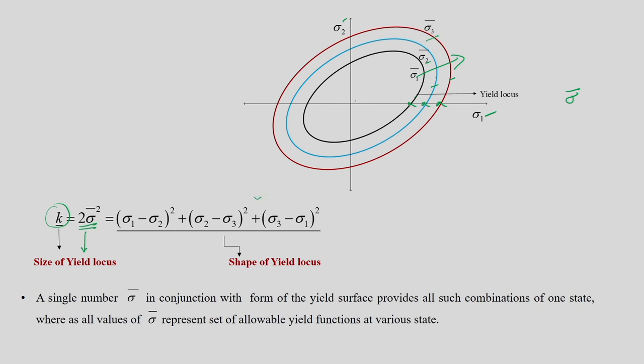And the right hand side of the equation, which tells the form of the equation, will decide the shape of the yield locus. If this form changes, then the shape of the yield locus will also change. Suppose in place of 2, I am putting, let us say, m. M is a variable depending on the material.